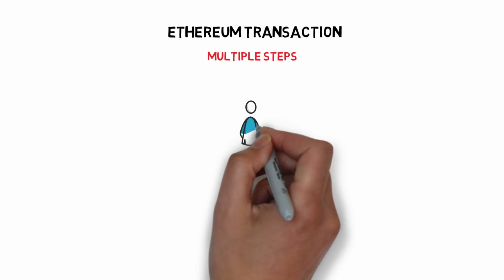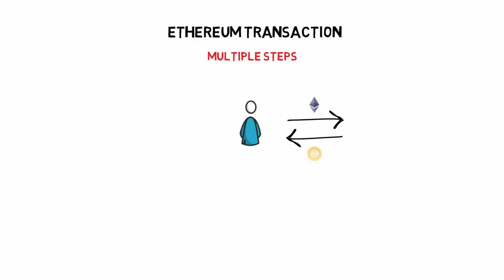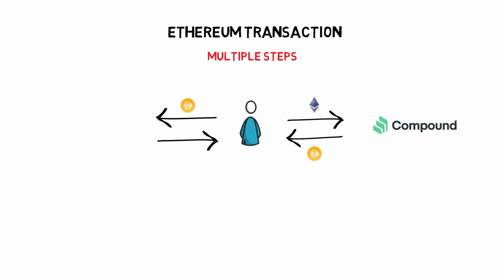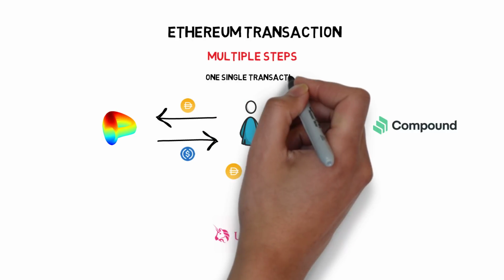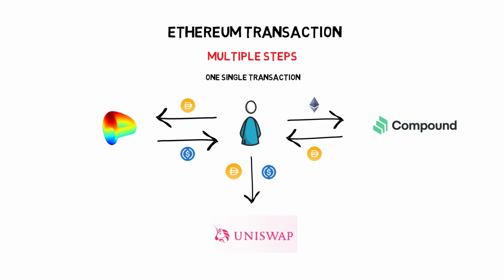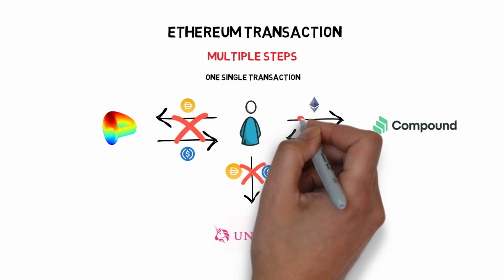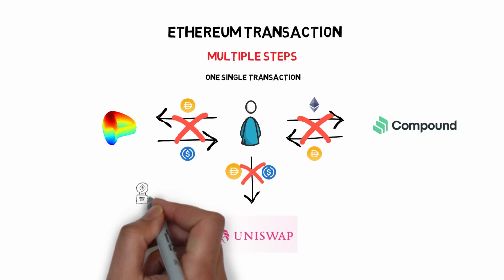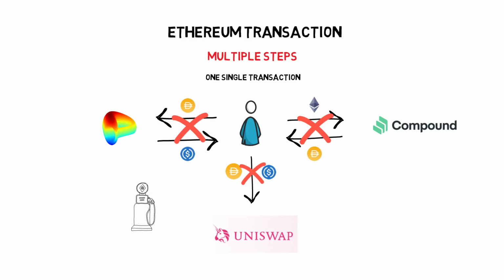For example, you could supply ETH and borrow DAI on Compound, swap half of your borrowed DAI for USDC on Curve, and provide liquidity to DAI USDC pool on Uniswap, all in one single Ethereum transaction. Of course, if any of these steps result in an error, the whole transaction will be rolled back and none of the steps will take place. Remember, you will still pay gas fees, even for failed contract executions.